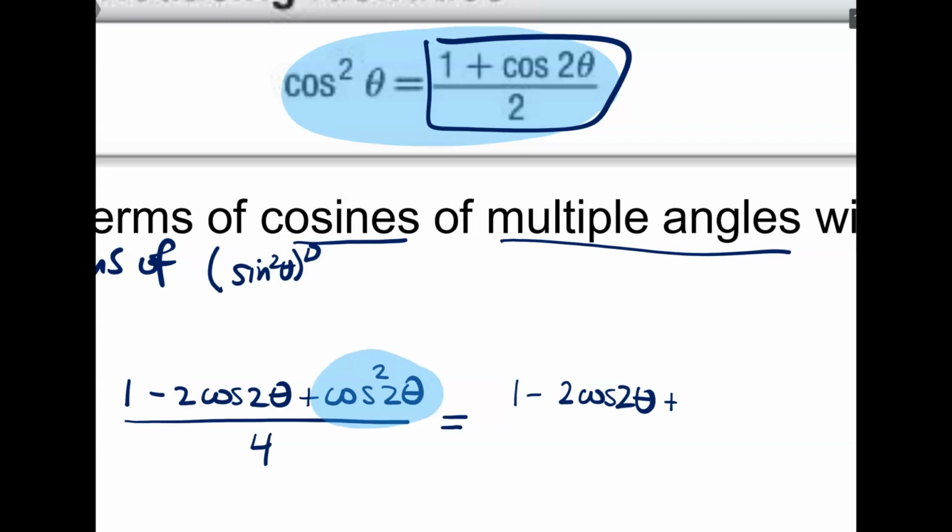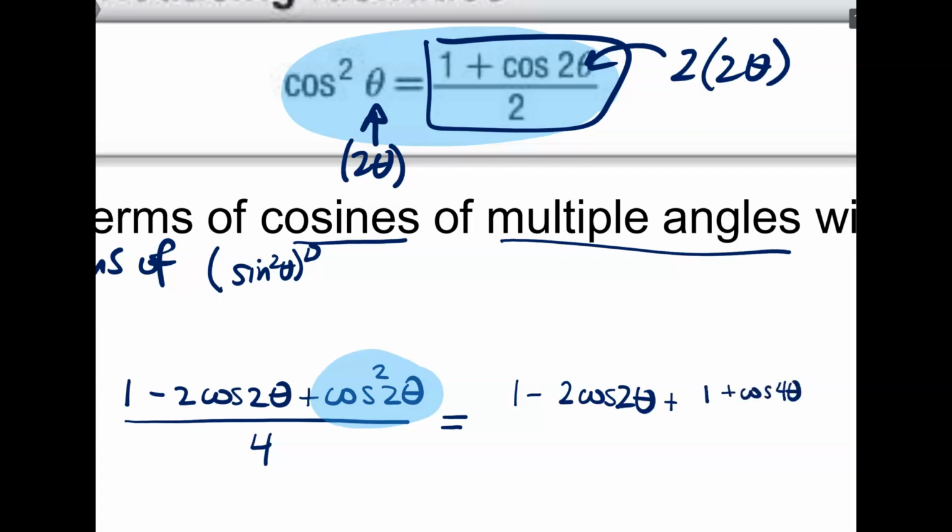But wait, what angle am I plugging into this? 2 theta. So that means I'm doing 2 times 2 theta, if I'm plugging in the double angle. Does that make sense? Where I saw theta, I'm putting in a 2 theta. So it turns out I'll have a 4 theta. Crazy. Just trying to prep you for that. So 1 plus cosine 4 theta all over 2 all over 4.